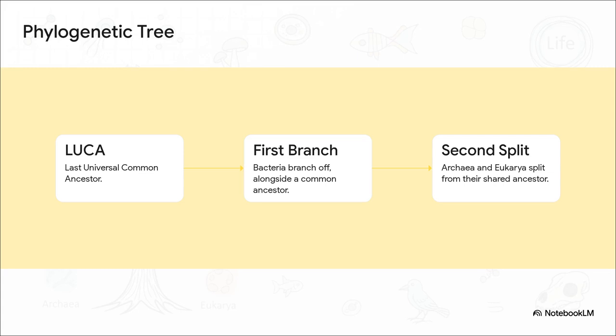We often picture a linear progression in our heads, like first came archaea, then they turned into bacteria, and then bacteria eventually turned into eukaryotes. Actually, scratch that. That is entirely wrong. From the last universal common ancestor, bacteria branched off on their own, while a separate common ancestor branched off and later split into archaea and eukaryotes. This means archaea are actually more closely related to us, eukaryotes, than they are to bacteria.